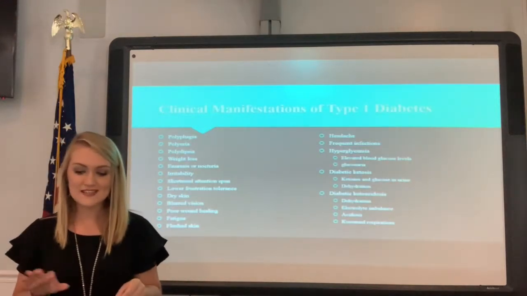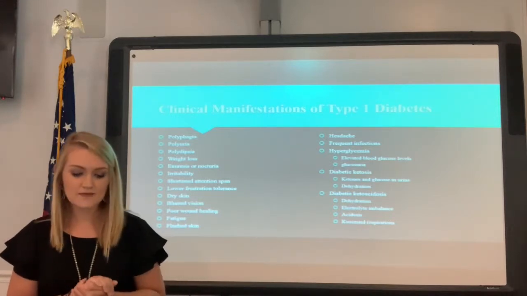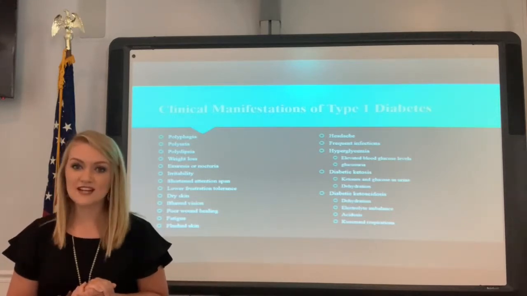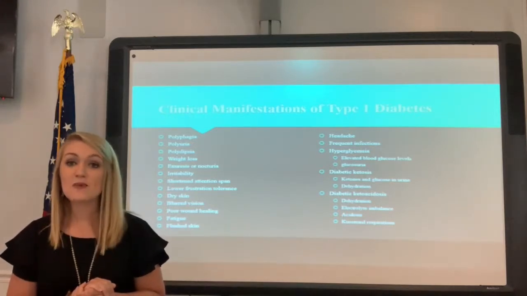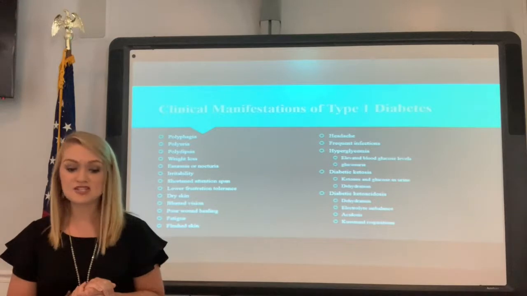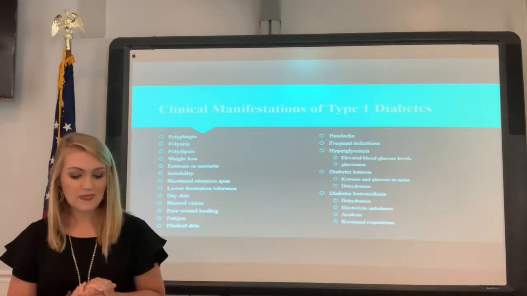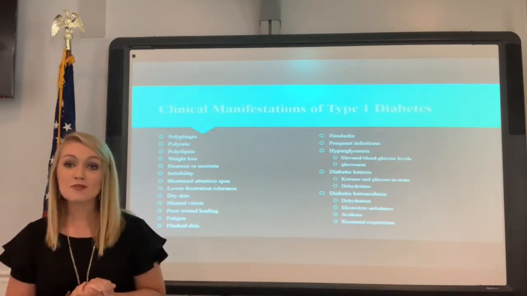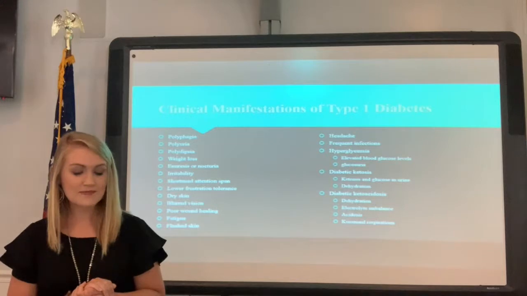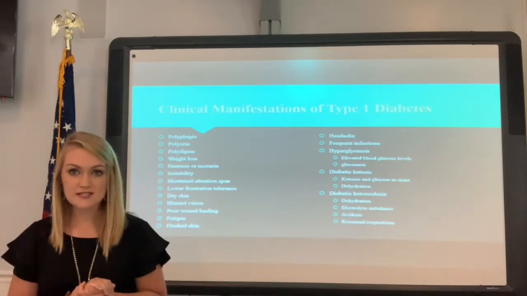Clinical manifestations of type 1 diabetes. Polyphagia is excessive hunger. Polyuria, excessive urination. Polydipsia, excessive thirst. They also have weight loss, enuresis and nocturia, irritability, a shortened attention span, low frustration tolerance, dry skin, blurred vision, poor wound healing, fatigue, flushed skin, headaches, and frequent infections.